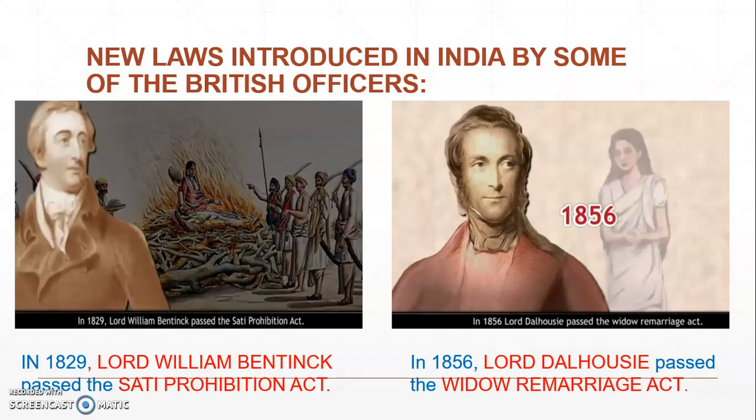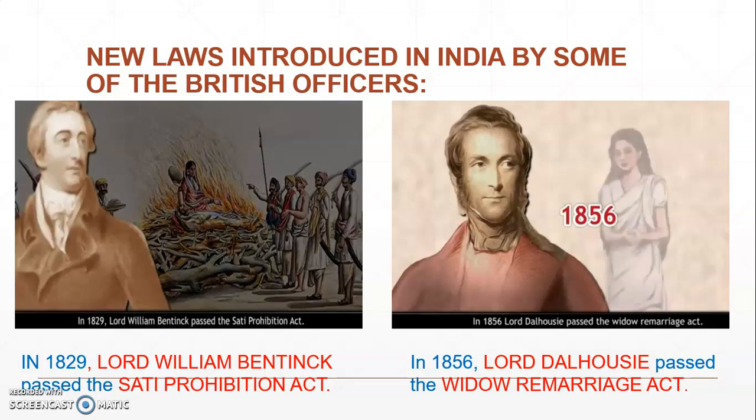Lord William Bentinck saw the unequal practices in Indian society, that is, after the death of a husband, the wife also had to burn herself alive on the pyre of the husband. When Lord William Bentinck saw this cruel practice taking place in Indian society, which is called sati, he came up with the Sati Prohibition Act in 1829, where he stopped this unequal practice and gave women the right to live their own life.